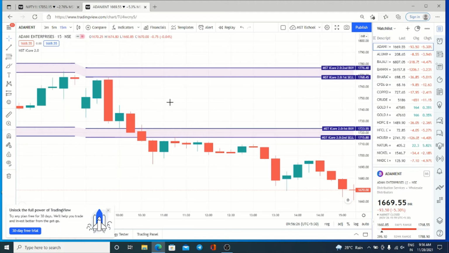Okay. If you have taken six lots, then you can book two lots here and revise stop loss to cost, and another two lots here, revise stop loss to first target, and another two lots here. You can keep revising your stop loss so that you can get the maximum benefit from the market.